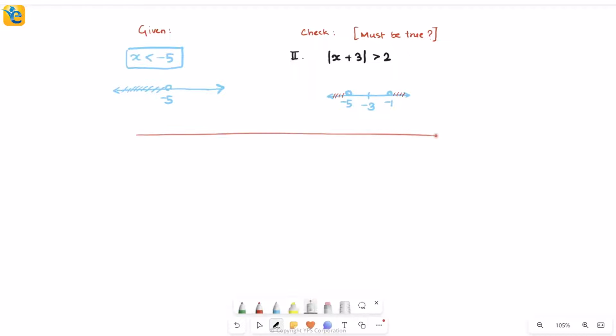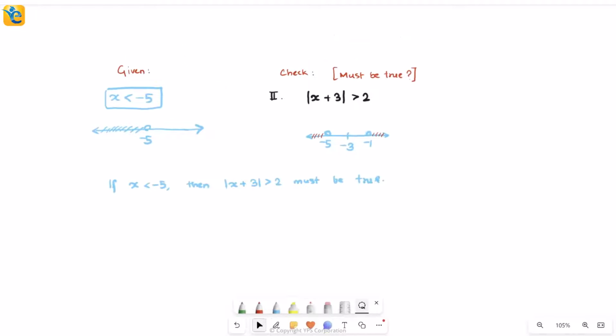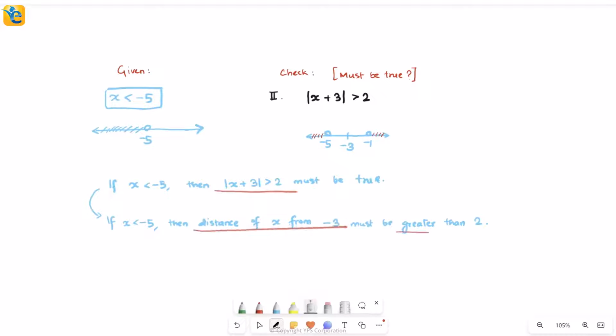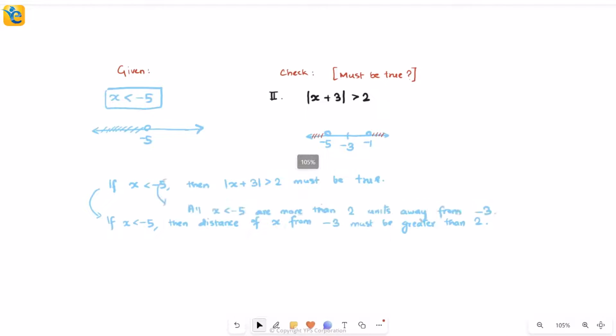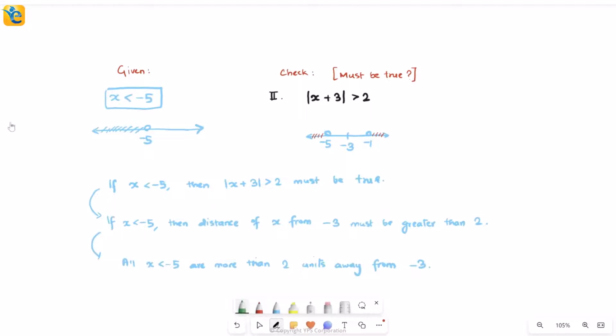But let me reiterate what is the question that we're trying to answer. I'll put it here for you. Look, this is what I had. That if x is less than -5, then this inequality here must be true. Now, so I'll go one level deeper into the translation. Look at this. Here, read. If x is less than -5, then the distance of x from -3 must be greater than 2. Here, I've simply rewritten my inequality in the distance notation so that I can then connect it with the final inference that I got from the distance. Let me show you that now. So, look here. This means that all of the x's that are less than -5, they should be more than 2 units away from -3.